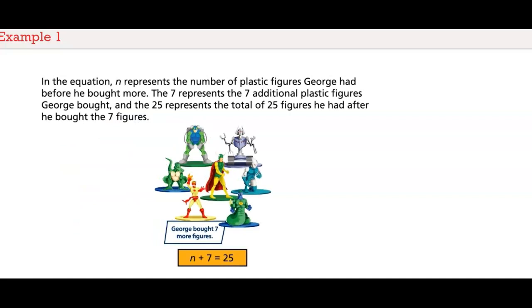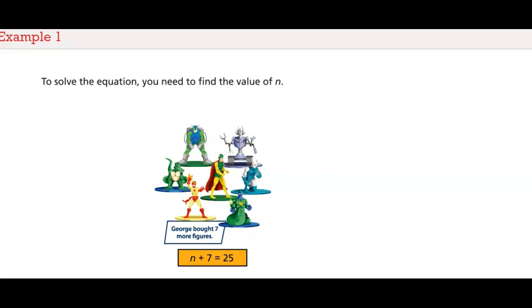In the equation, n represents the number of plastic figures George had before he bought more. The 7 represents the 7 additional plastic figures George bought, and the 25 represents the total of 25 figures he had after he bought the 7 figures. To solve the equation, you need to find the value of n. You can find the value of n by getting it alone on one side of the equation.